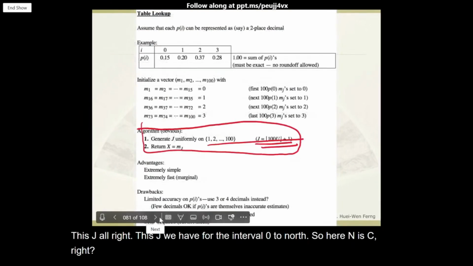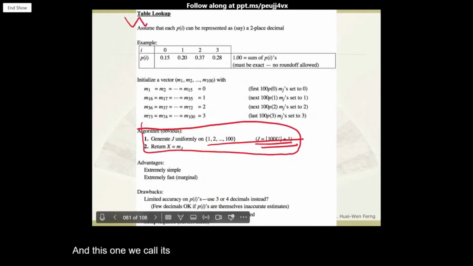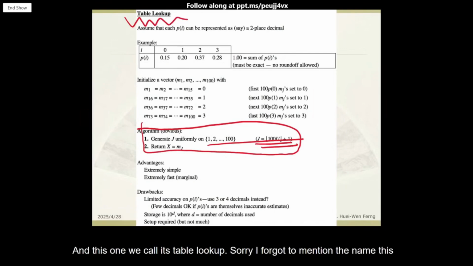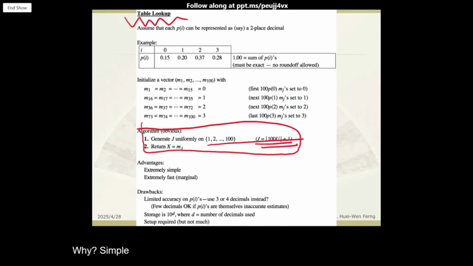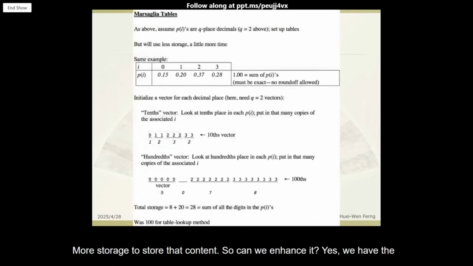And this one we call table lookup. Sorry, I forgot to mention the name. Why? We look up the content in the array, so it's called table lookup. Next, we want an efficient approach. Why? It is simple and fast, but sometimes we need more storage to store the content. So can we enhance it? Yes, we have the enhanced version, this one.